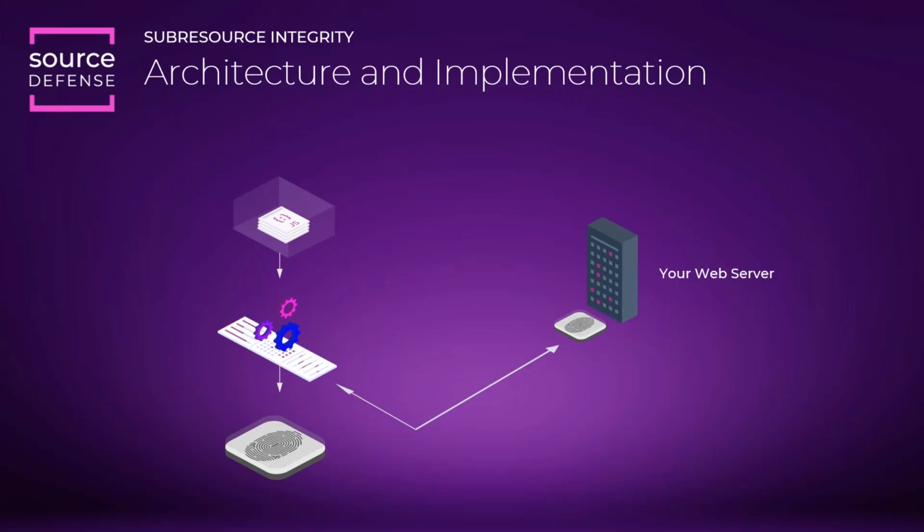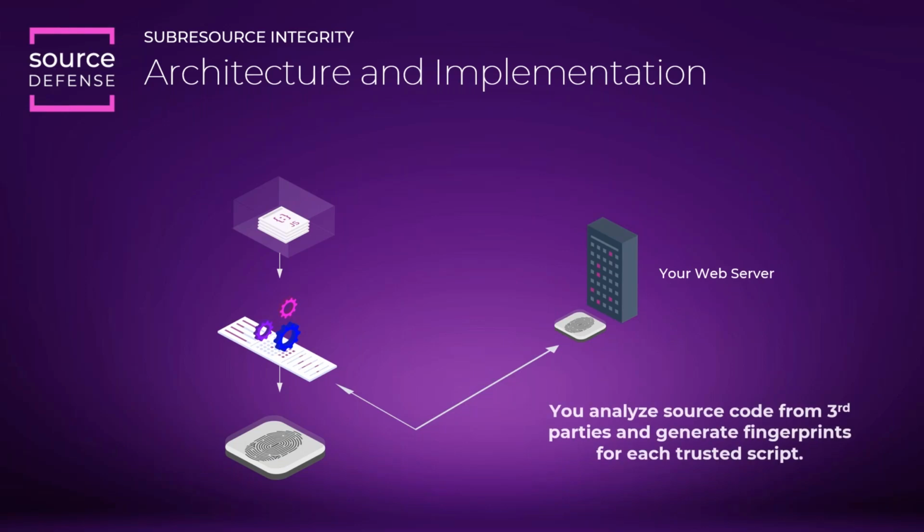Subresource integrity is kind of the cousin to content security policy. It is basically a cryptographic hashing technique, or to put it more simply, it's a way of fingerprinting scripts. What you do is you take all the third-party scripts that you're going to integrate into your web pages, and you run them through some kind of system to generate a cryptographic hash, which is just some text that uniquely identifies that script and that version of that script as what it is. So basically it's a fingerprint.